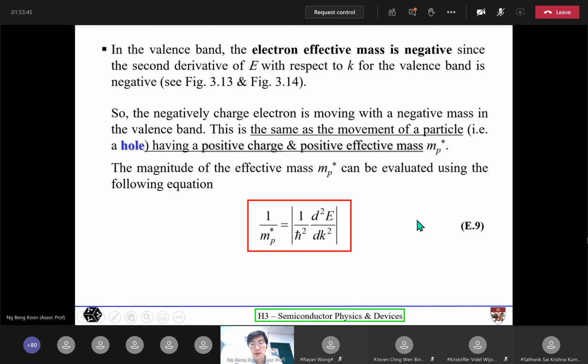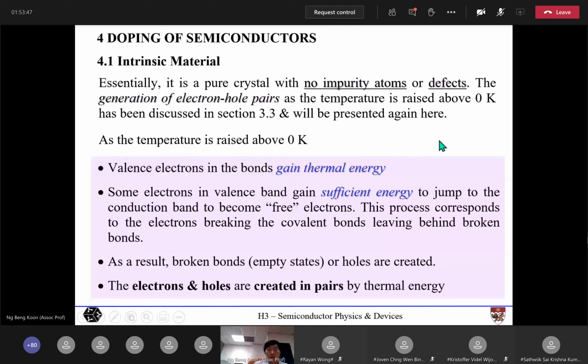Okay, let's continue. The next part I'm going to briefly talk about is doping in semiconductors. As I mentioned before, a semiconductor crystal in its pure form is actually a little bit limited in use, because to put it into practical use, you need to be able to vary the number of free carriers in a semiconductor. A pure semiconductor does not have so many free carriers, right?